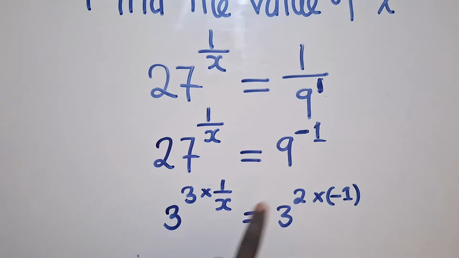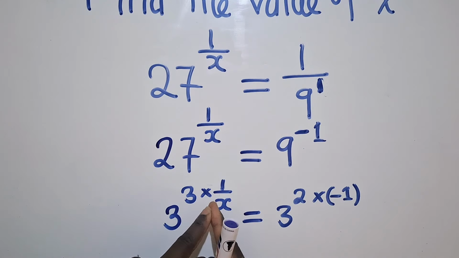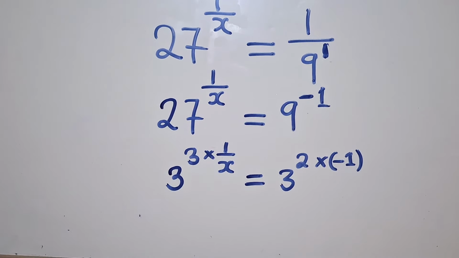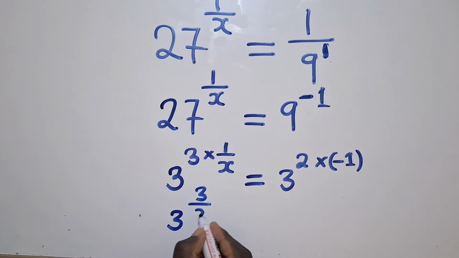This power is right here. This power is right here. 3 power 3 is 27. 3 power 2 is 9. Power to power, you multiply. This is what the laws of indices say. Power to power also here, you do the same. You multiply. So after doing this, we can now say 3 power 3 over x.